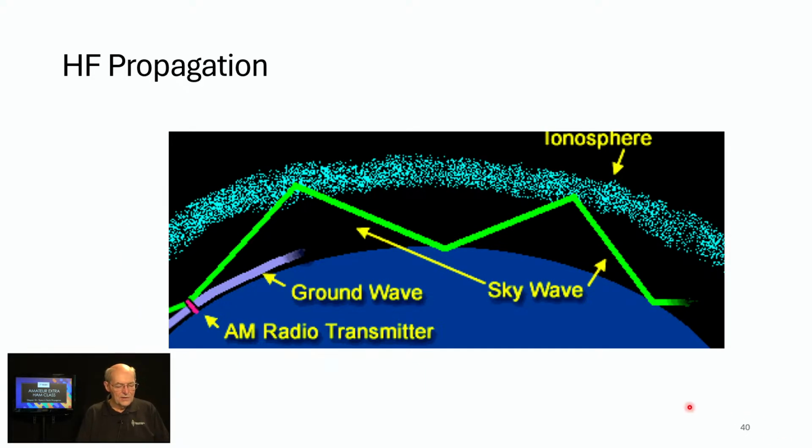So here's just a different image showing HF propagation. We've got the ionosphere, we've got ground wave, we've got the sky wave, we've got, in this case, we're hopping twice, come back down again. In this case, they're showing an AM radio transmitter, but this would be true of any band.